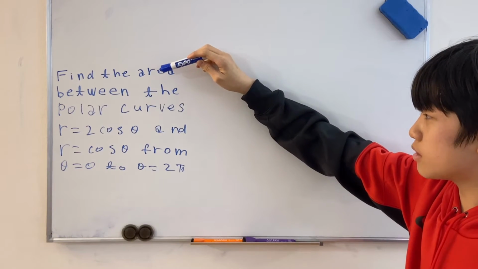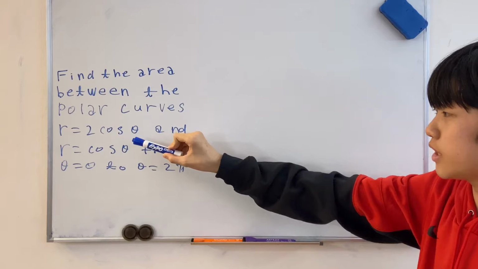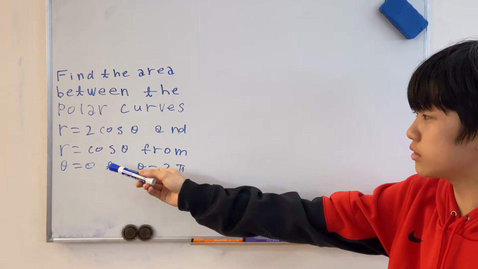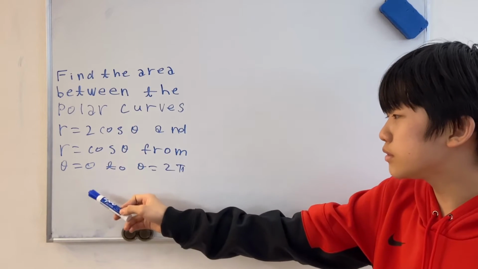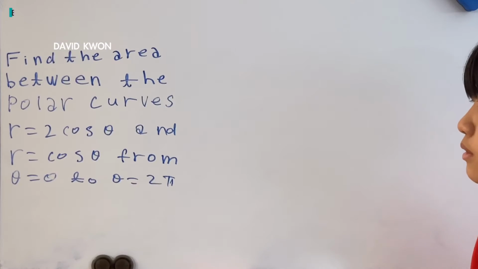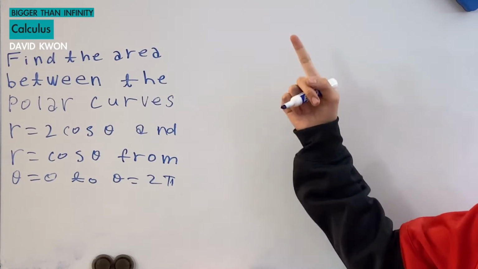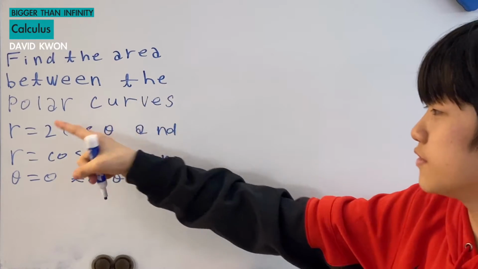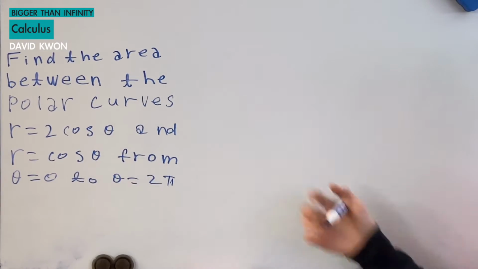Find the area between the polar curves r equals 2 cosine theta and r equals cosine theta, from theta equals 0 to theta equals 2 pi. So it asks us to find the area between the polar curves, this equation and this equation. So let's graph them.